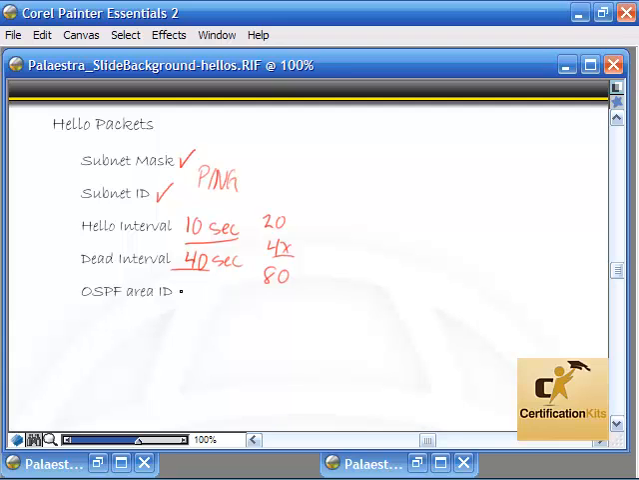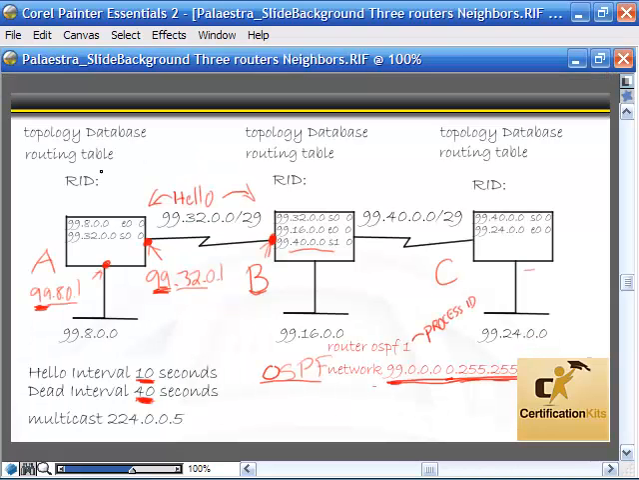And then the OSPF area ID must match. So if I want all these routers to share information with each other, the interfaces that match up with each other have to have matching area IDs. So this interface has to be in the same area as this interface. After comparing their hellos, the routers determine that they like each other as long as all that hello information matches. Then they will start exchanging topology information.